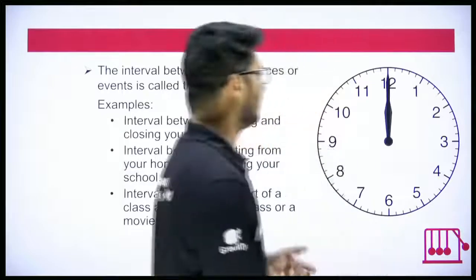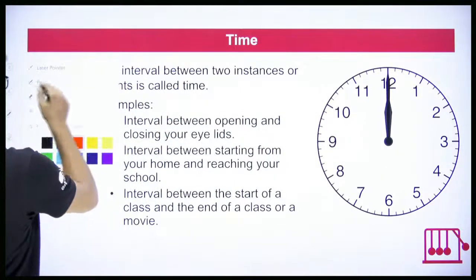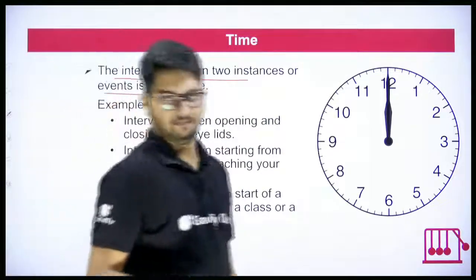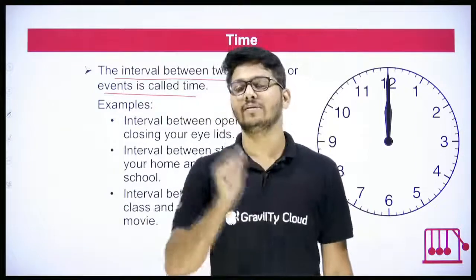So if I ask you, how do you define time? The question is, how do you define time or time interval? How will you answer? Right? For that we have a very simple definition. The interval between two instances or events is called time. Yes or no? Time taken will be between two events.